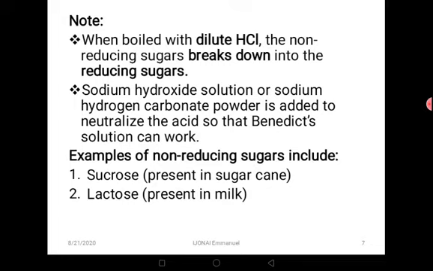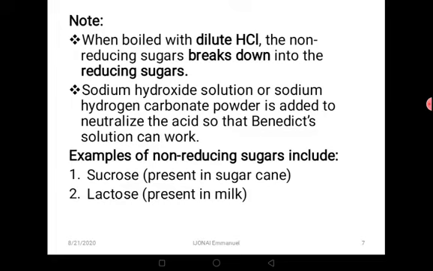When boiled with dilute hydrochloric acid, the non-reducing sugars break down into reducing sugars. So the reason why we added dilute hydrochloric acid is to break down the non-reducing sugars into reducing sugars. Like we said earlier, non-reducing sugars have to first be broken down because they do not have a direct test for them. And why do we add sodium hydroxide solution or sodium hydrogen carbonate powder? It is to neutralize the hydrochloric acid because Benedict solution works best in a neutral medium.